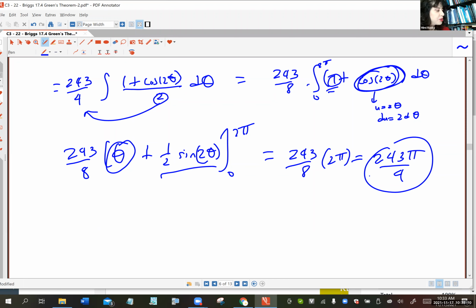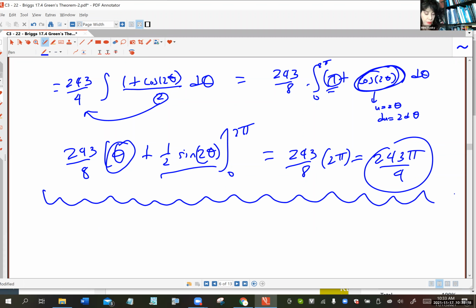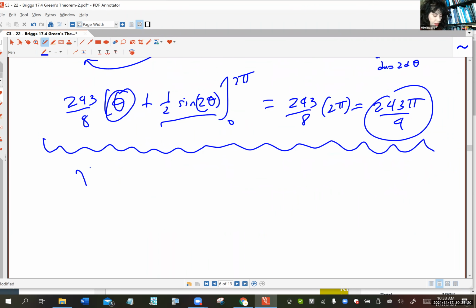So are you guys ready to try one? Let's do it. Here we are. This one is not in the course reader. I pulled it out of a homework, okay? So you and a buddy are going to do this.